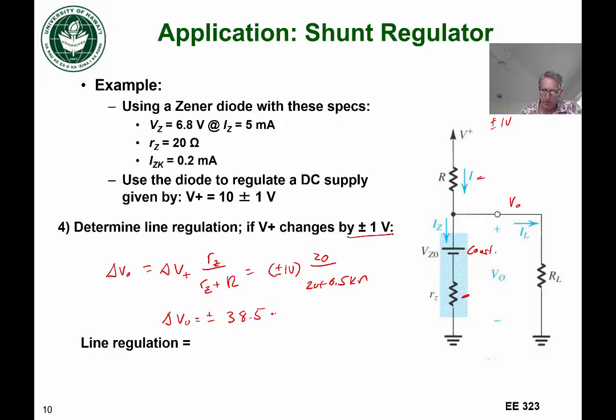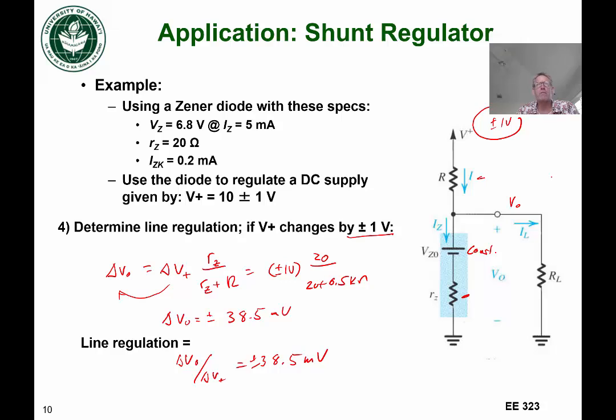And that tells us that delta V out is equal to plus or minus 38.5 millivolts. And so for the line regulation, we would actually divide delta V out over delta V plus, and that's the same thing, equal to 38.5 millivolts. So what that tells us is that if our supply voltage changes by a volt, our output voltage of this regulator changes by plus or minus 38.5 millivolts.